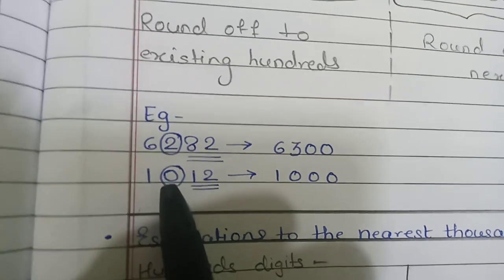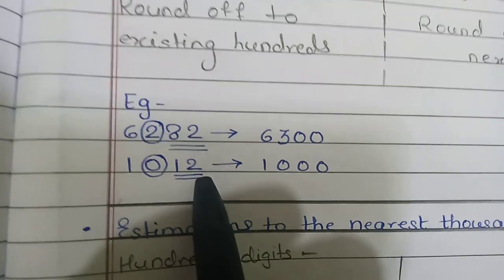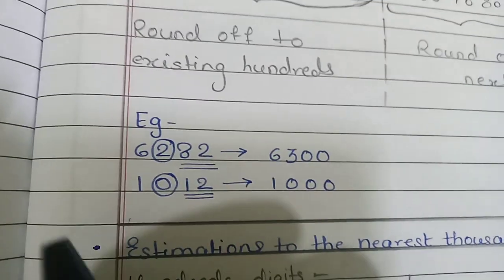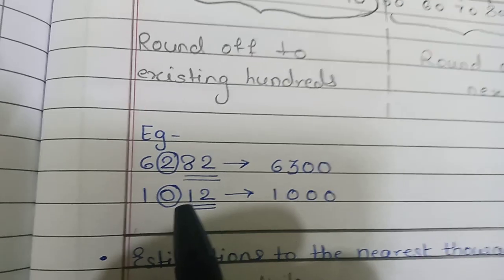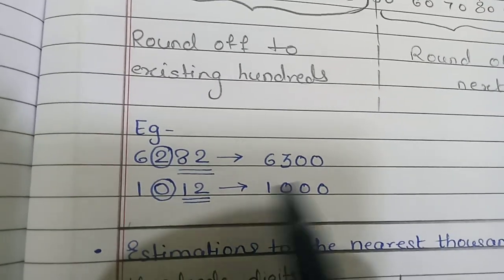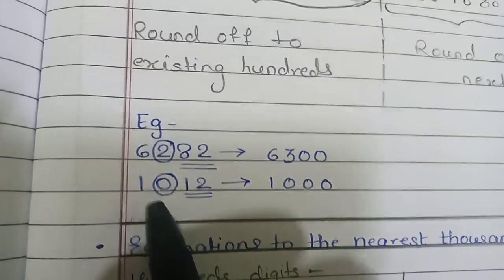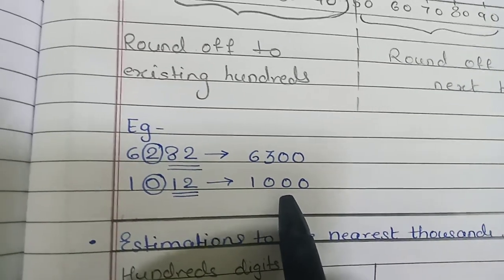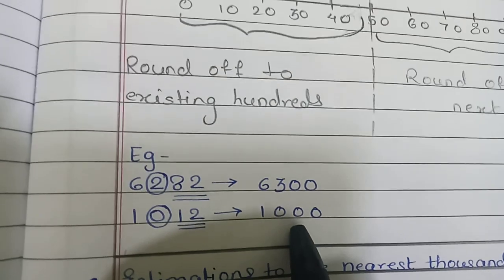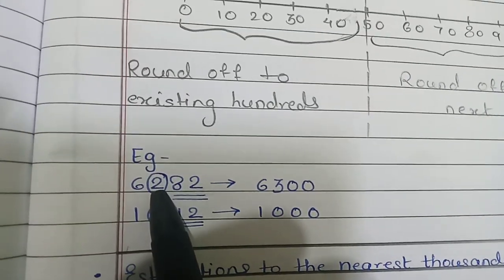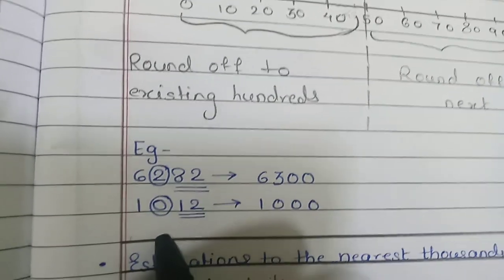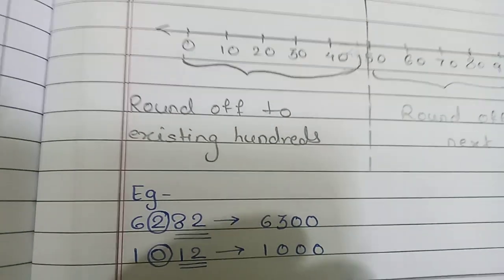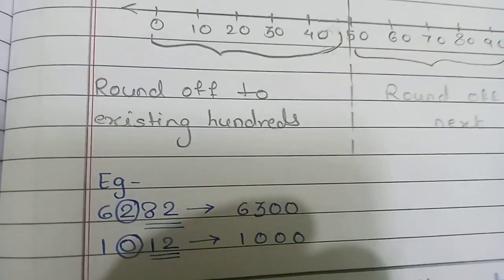In this example, 1012, the tens and ones digits are 1 and 2, that is 12. 12 is less than 50, and that's the reason we will round it off to the existing 100, that is 1000. The 0 will remain as it is. While rounding off to the hundreds, there will be a change in the hundreds digit. Always remember that. To round off to the nearest tens, there will be a change in the tens digit.